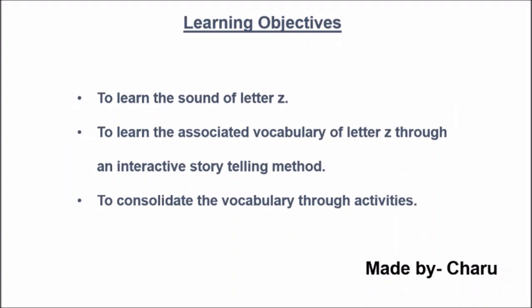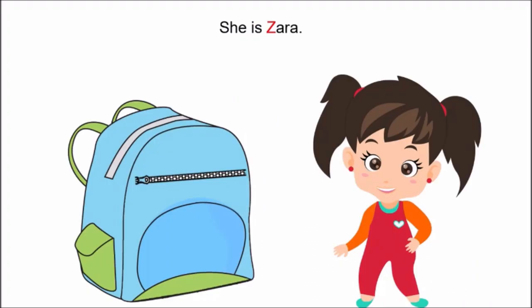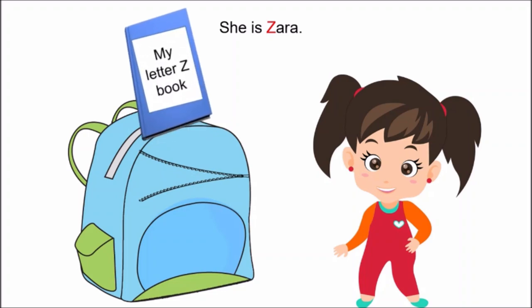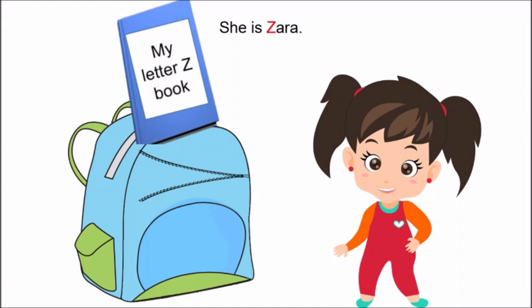Learn the associated vocabulary of letter Z through an interactive storytelling method and also consolidate the vocabulary through activities. So, let us start, children. She is Zara. Z. Z. Zara and this is her bag. She opens the zip of her bag and takes out her book on which is written my letter Z book. Even Zara is learning about letter Z with all of us. So let us see what all pictures are there in her book.